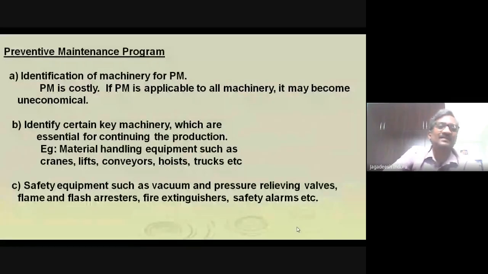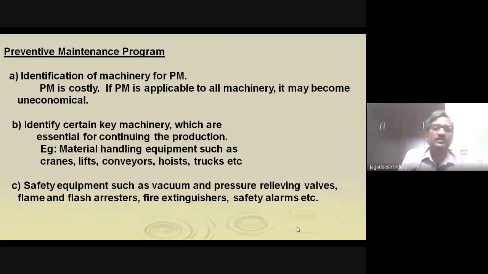Another step is identifying the critical key machinery which is essential for continuing production. Without it you cannot continue, and we know that repairs will come repeatedly, like material handling equipment such as conveyor belts, cranes and lifts. Most of the time, if you don't maintain them properly, the damage is very costly in terms of materials and lives.